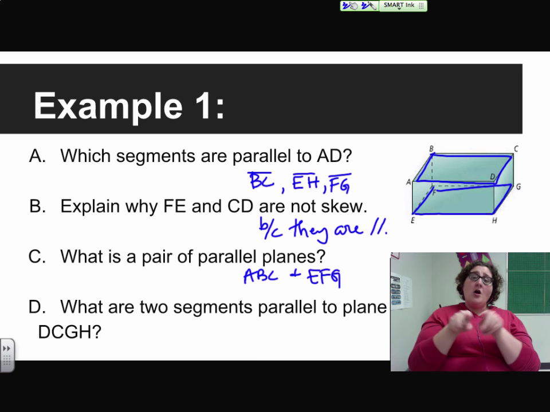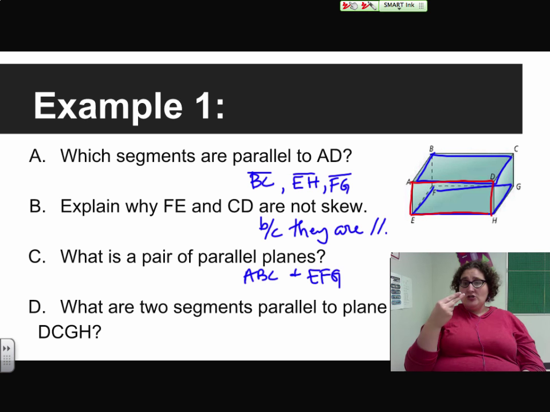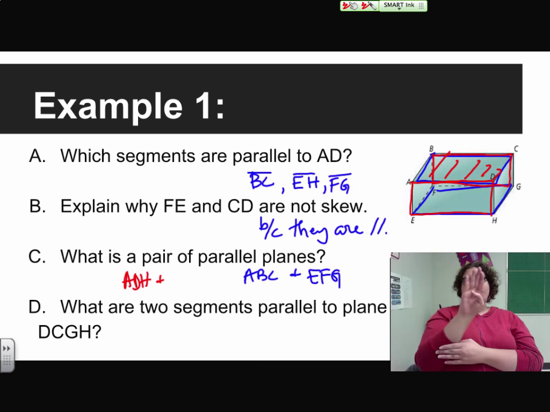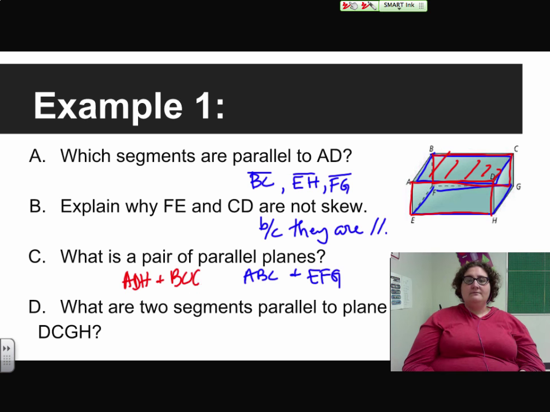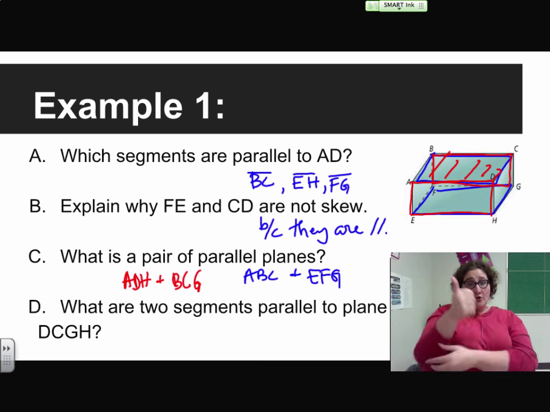We could also use another set of parallel planes. We could have the front, ADH. And then we'd have the back right here, and that would be BCG. That's an ugly looking C. Hold on. BCG. I want you to name one more. So you get to name one more.